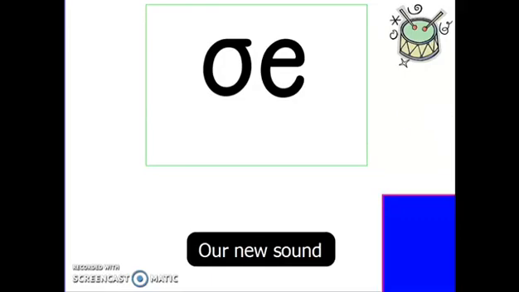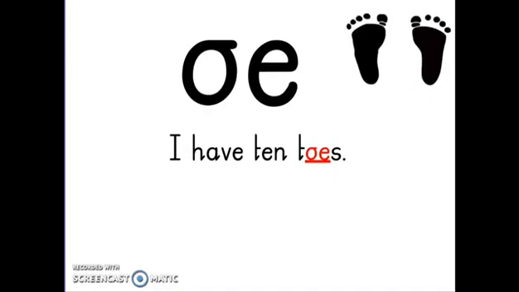Okay, let's have a little go now at practicing our phrase together. Now you might come up with an action for this phrase as well. I always wiggle my toes for this one and check that I've got 10. Okay. Oh, I have 10 toes. 1, 2, 3, 4, 5, 6, 7, 8, 9, 10.